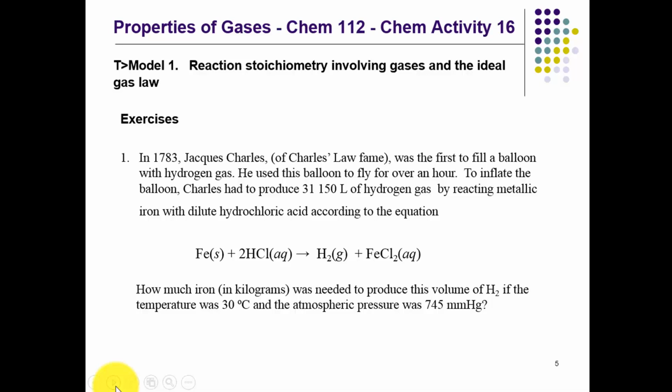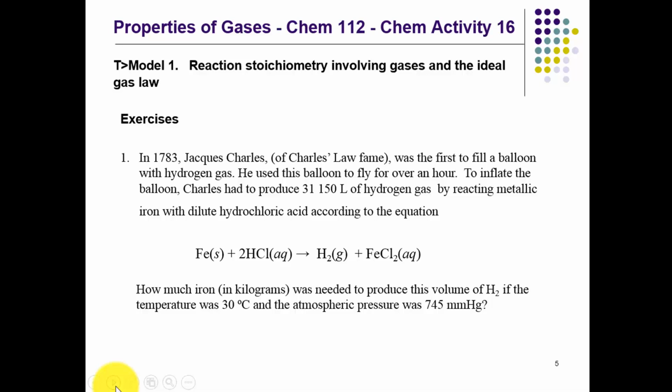On the next page, you see a question that looks like this. I would be fascinated to be transported back to around 1783 and to see Jacques Charles try to fill a balloon full of hydrogen gas, something in the order of 31,000 liters of hydrogen gas. He would have had to have done this by reacting metallic iron with some sort of acid. We'll use dilute hydrochloric acid as our example.